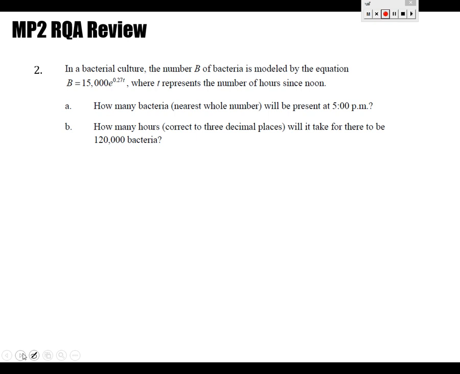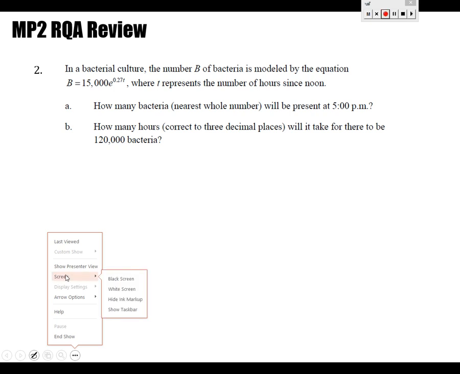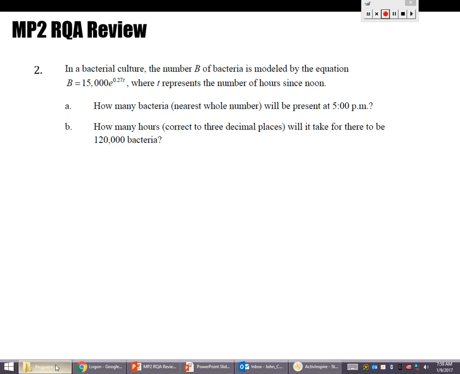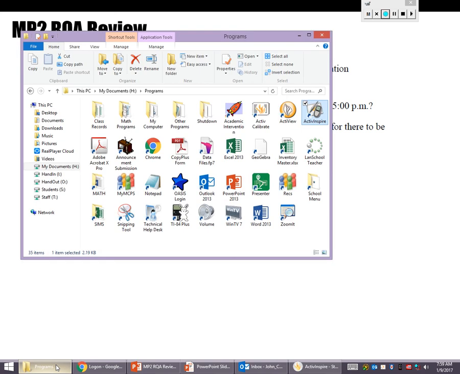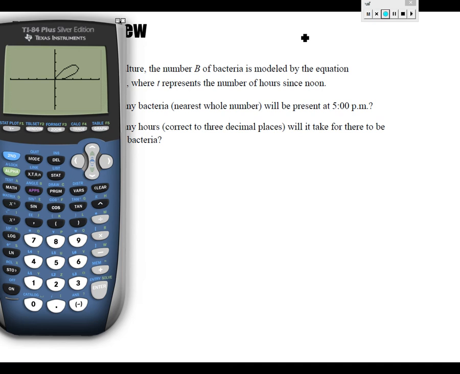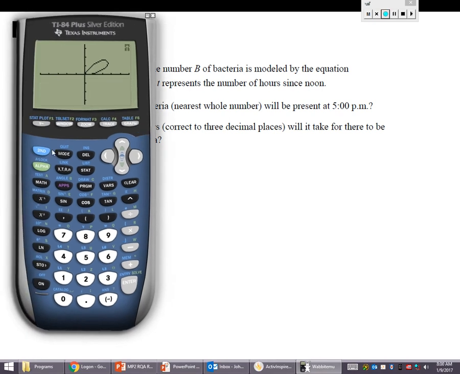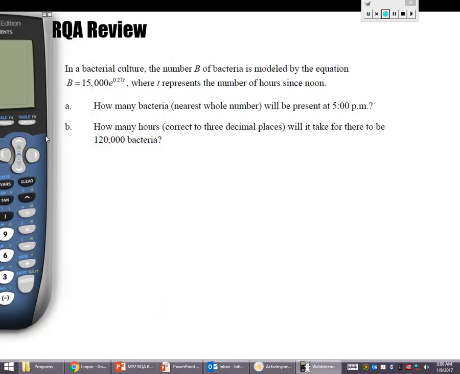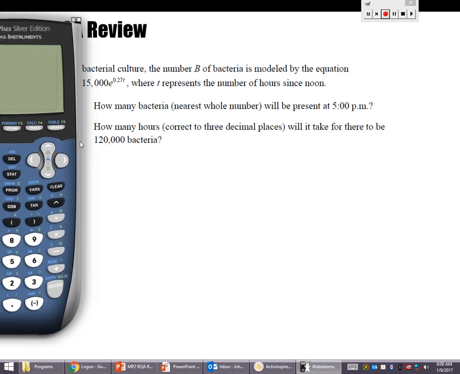Let's talk about number 2. I think I'm going to need my calculator for this, so let me pull this out here. So we got a bacterial growth model. B, in terms of t, where t is the number of hours, so t is measured in hours since noon. Okay. Where's my calculator? There it is. Okay. So actually, maybe I'll put this in, what is this? How many hours will it take for there to be 120,000 bacteria?